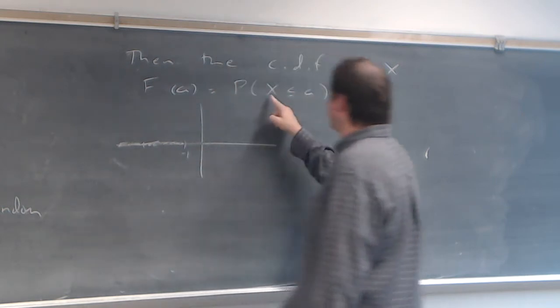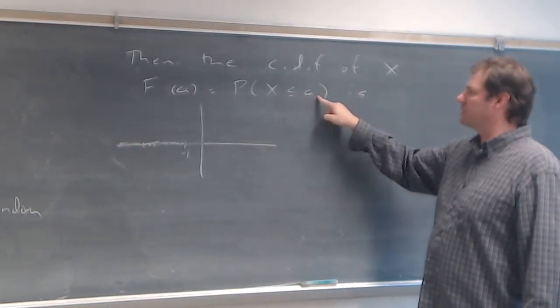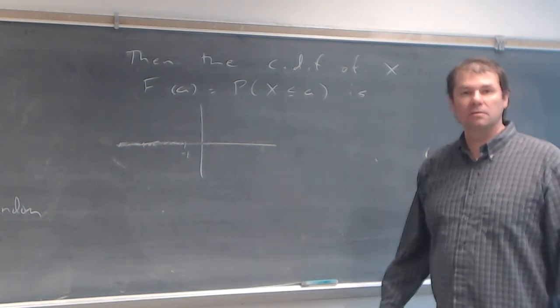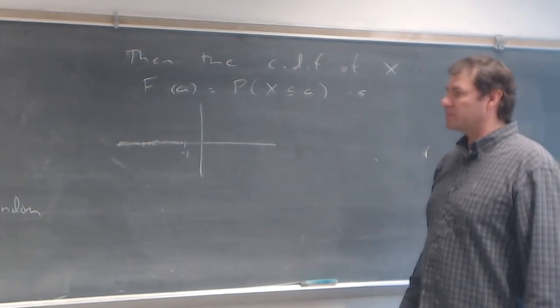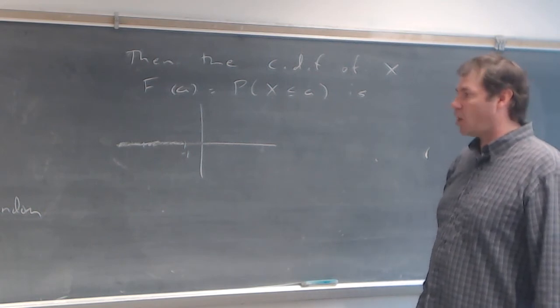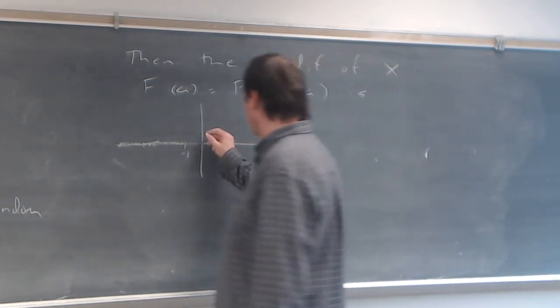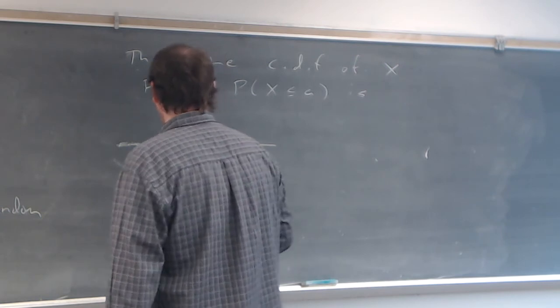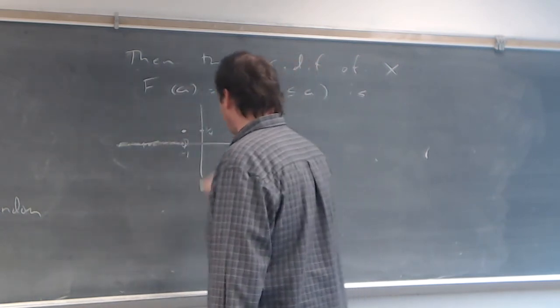But at -1, the chance that X is less than or equal to -1 really meant in this situation that X had to be -1. And the probability that X was equal to -1, well, that means that you got a heart, and that's 1/4. So here we get an output value of 1/4, closed dot there. This is open dot here.